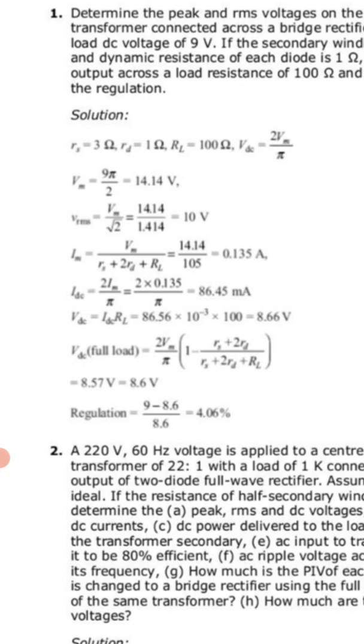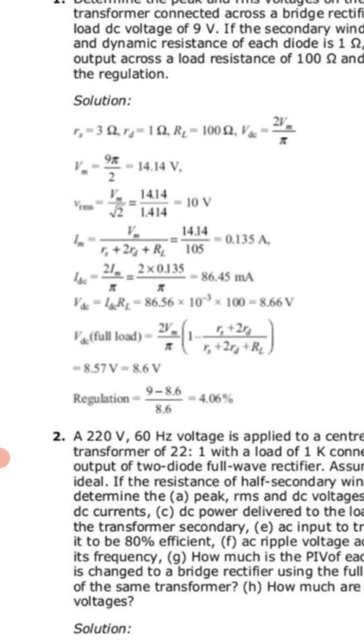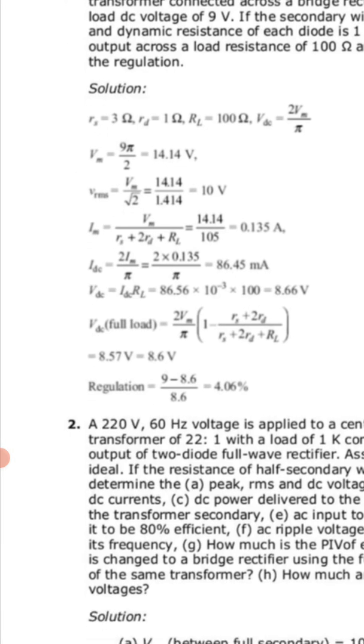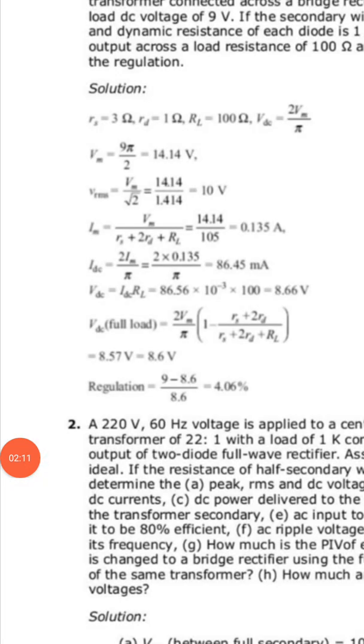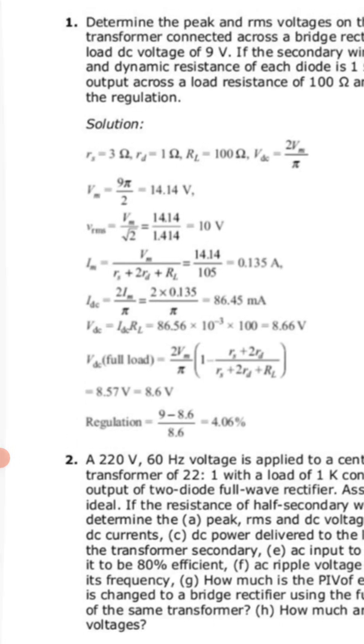After that we calculate IDC. The IDC is equal to 2 Im by pi formula. We put the value of Im, 2 into 0.135 upon pi. So we get the IDC value as 86.45 milliampere. The VDC is equal to IDC into RL, so it is equal to 86.56 into 10 raised to minus 3 into 100. So we get the VDC equal to 8.66 volt.